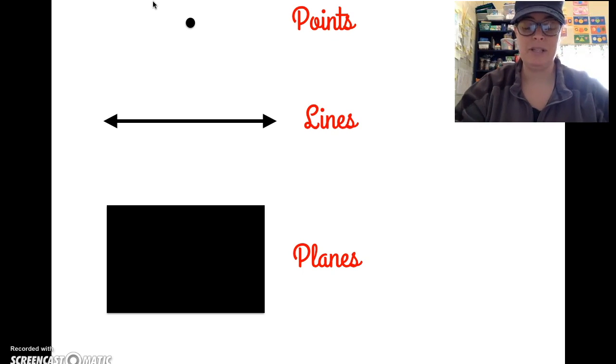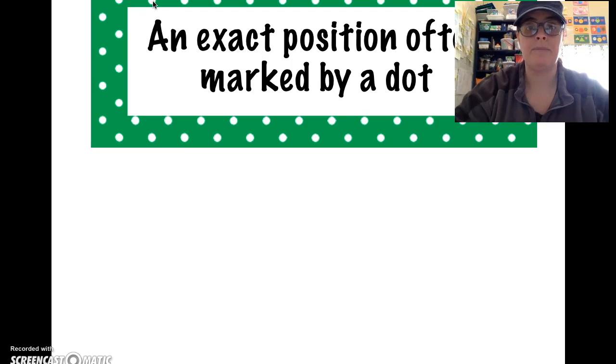And this is going to be our vocabulary definition for this week. What is an exact position often marked by a dot called? It's going to be one of the 3 we just talked about. Write your vocabulary word on the piece of paper that's in the envelope in the folder and turn it back into your teacher. Hopefully, you know what this is called. An exact position, often marked by a dot.